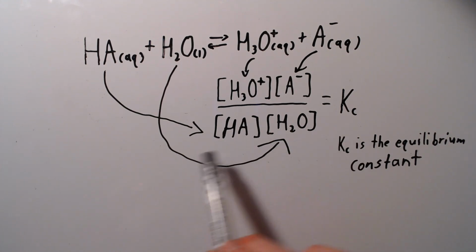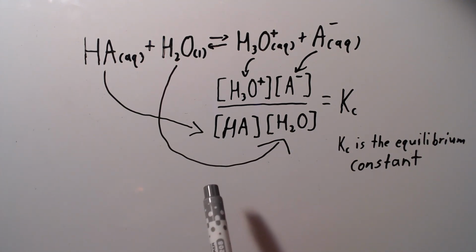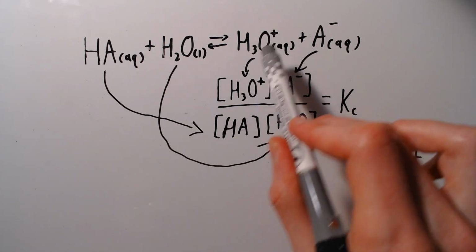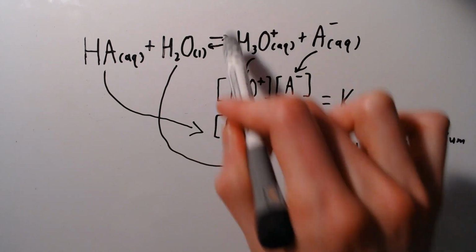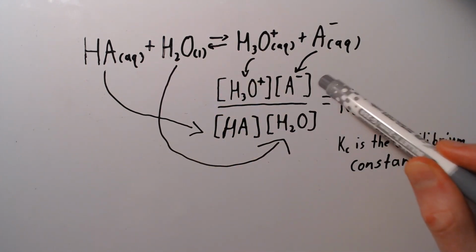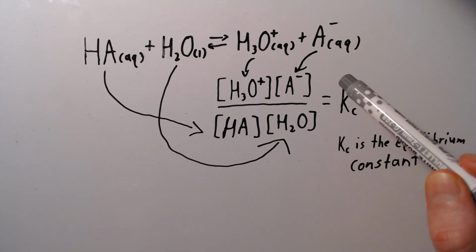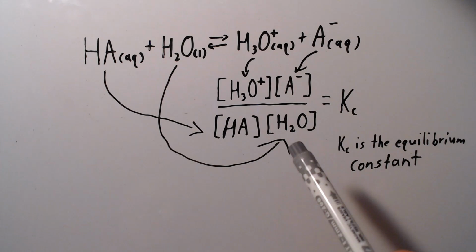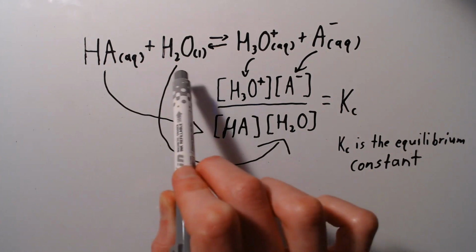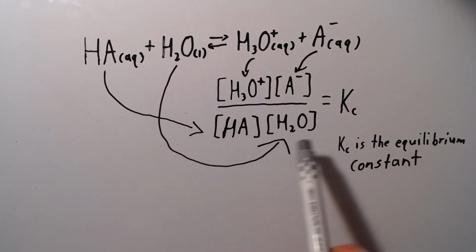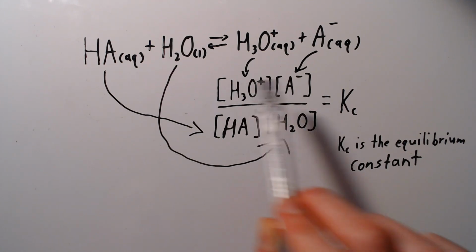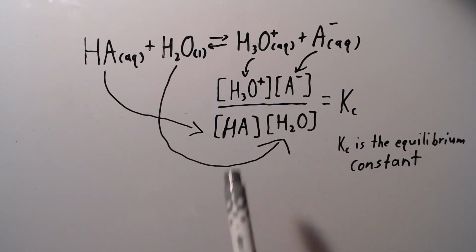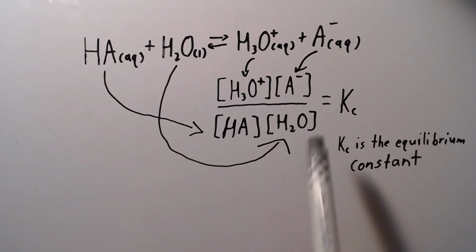And here is this equation. On the top, we have the products of the acid dissociation in water. So here are the products of this reaction, and they are on the top of this equation. And on the bottom, we have the reactants of the acid dissociation reaction. So here are these reactants, and we drew them at the bottom. And also, all of these have these brackets surrounding them.